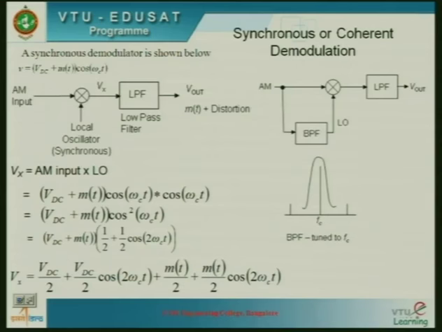But in the synchronized demodulation technique, what we actually do is, the AM input signal is applied and multiplied by a local oscillator, and then the output of this multiplication, which is represented by Vx, is given as an input to a low pass filter, and we get output m of t. The reason why we do it this way is basically this.